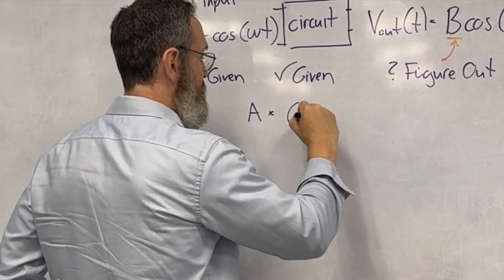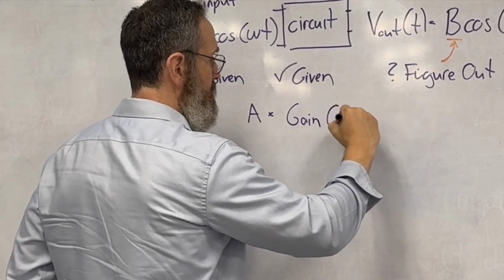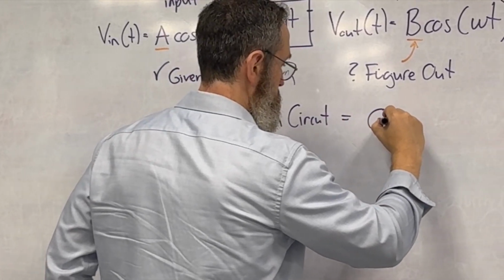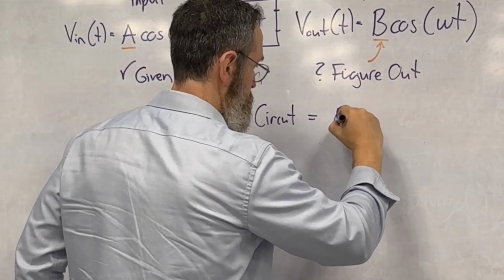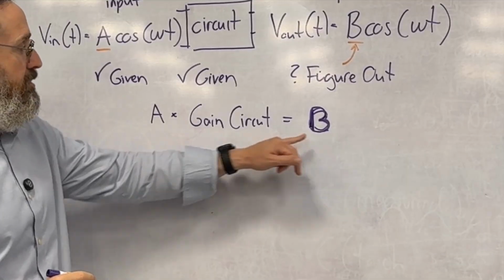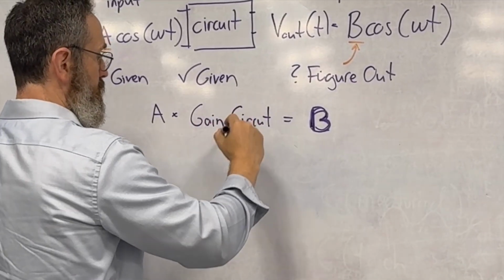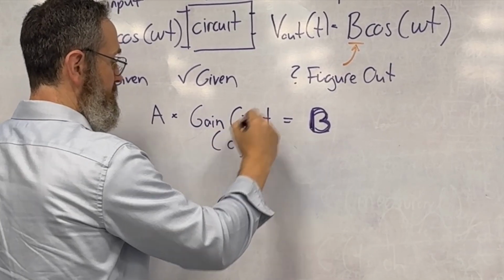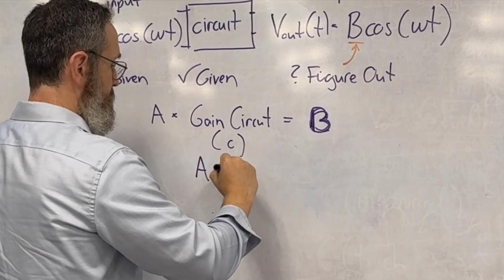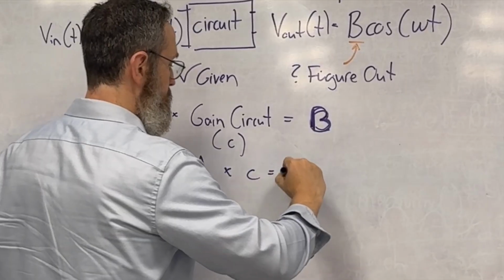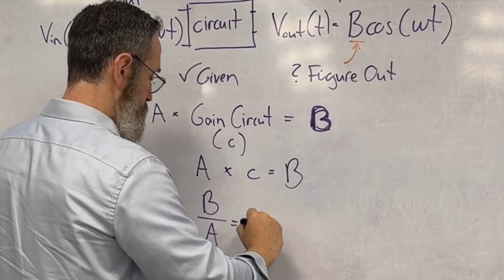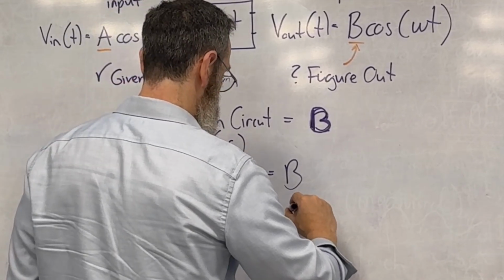We're going to call A times the gain of the circuit or the system equal to B. So the gain A times the gain of the circuit is equal to B. I'm going to use the symbol, let's say a little c, to refer to that. So that means A times little c is equal to B, or another way to look at this is B divided by A is equal to little c. And again, this here is the gain.